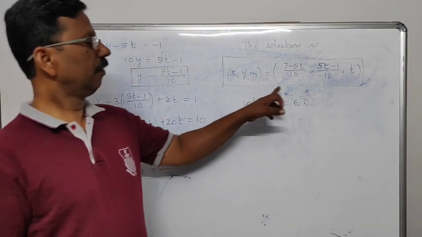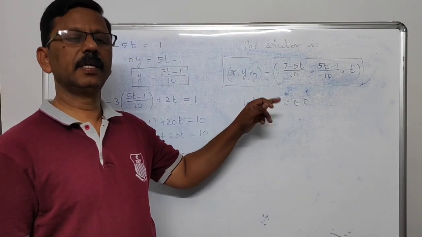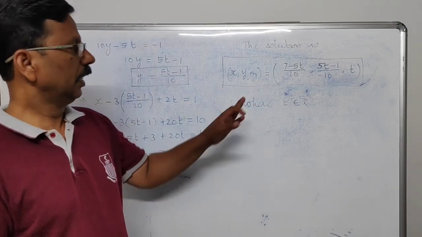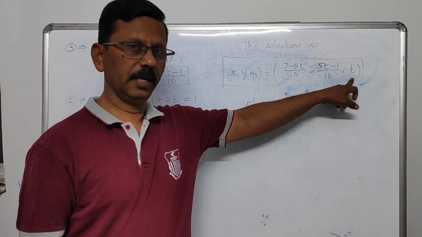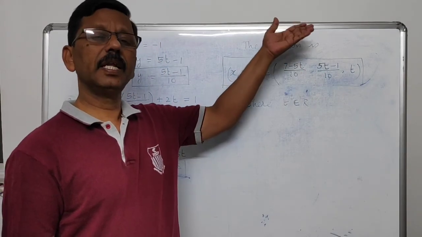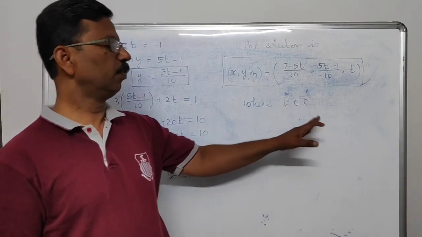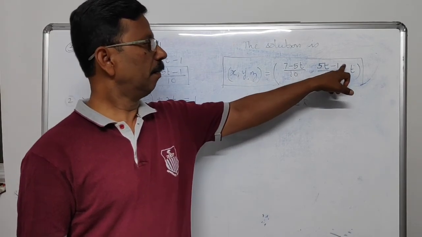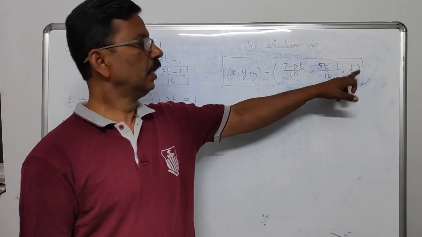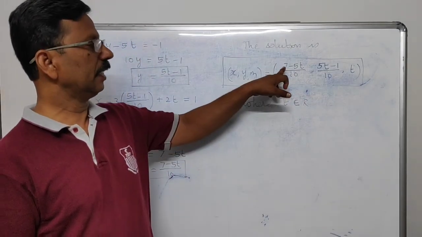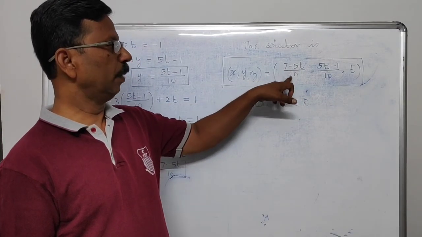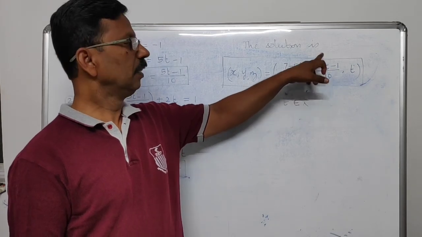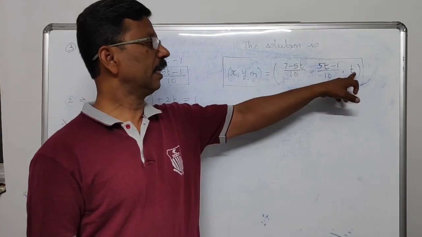Now we have introduced only one parameter, hence this system is called a one parameter family. Now for different values of t, you can get infinitely many solutions. For example, suppose you put t equal to 0, the solution will be 7 by 10, comma minus 1 by 10, comma 0. Suppose you put t equal to 1, you get 7 minus 5, 2, 2 by 10 means 1 by 5. Here t equal to 1 means 5 minus 1, 4, 4 by 10 means 2 by 5. Then you can write 1.